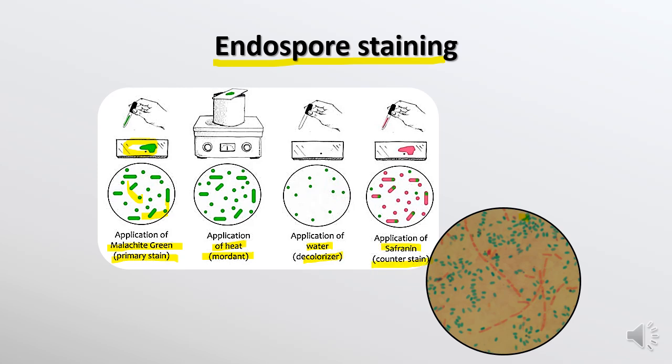So finally we'll get results like this. The cells will appear red, taking up the safranin. The endospore will look green, taking up the malachite green. Thank you very much for your attention.